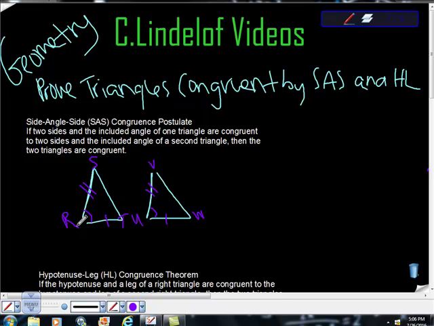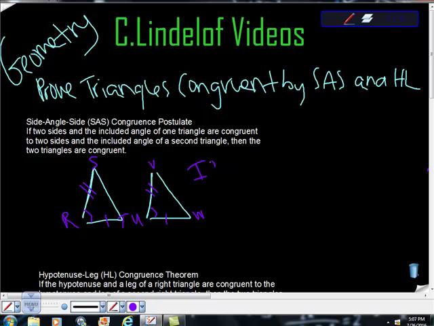So here we have two triangles. This is triangle RST and this is triangle UVW. It's given here that this side is congruent to this side, and that this side is congruent to this side, and these angles are congruent as well.